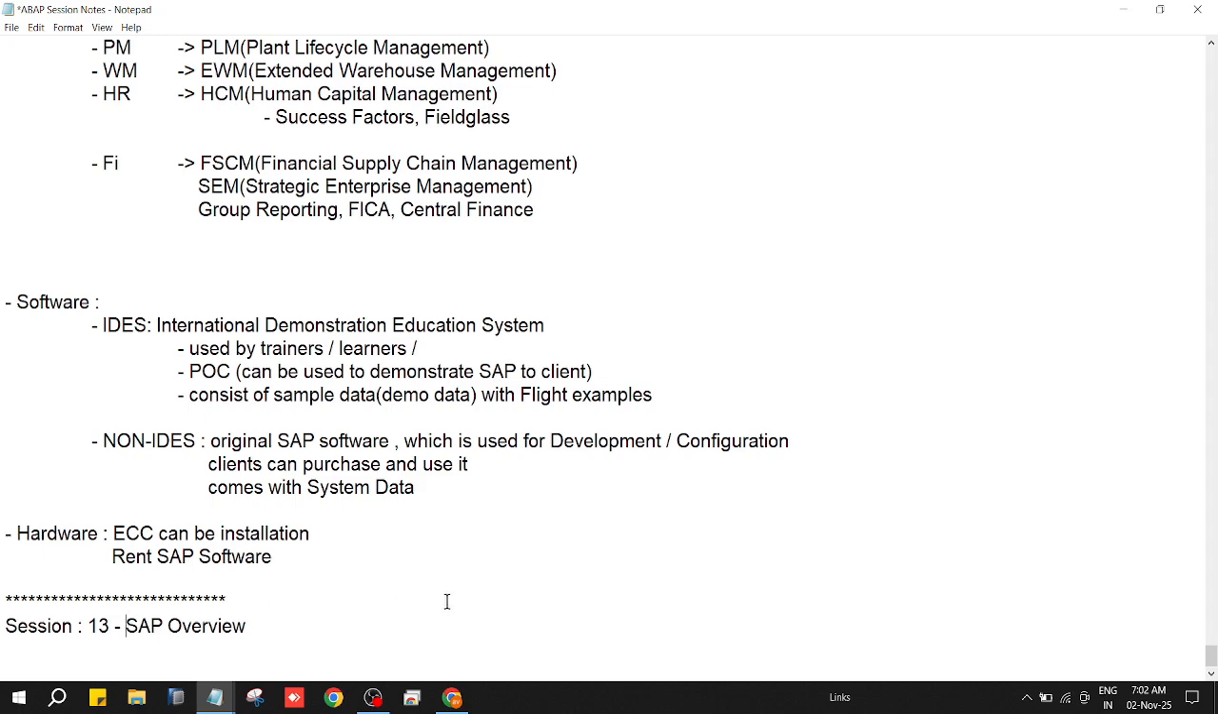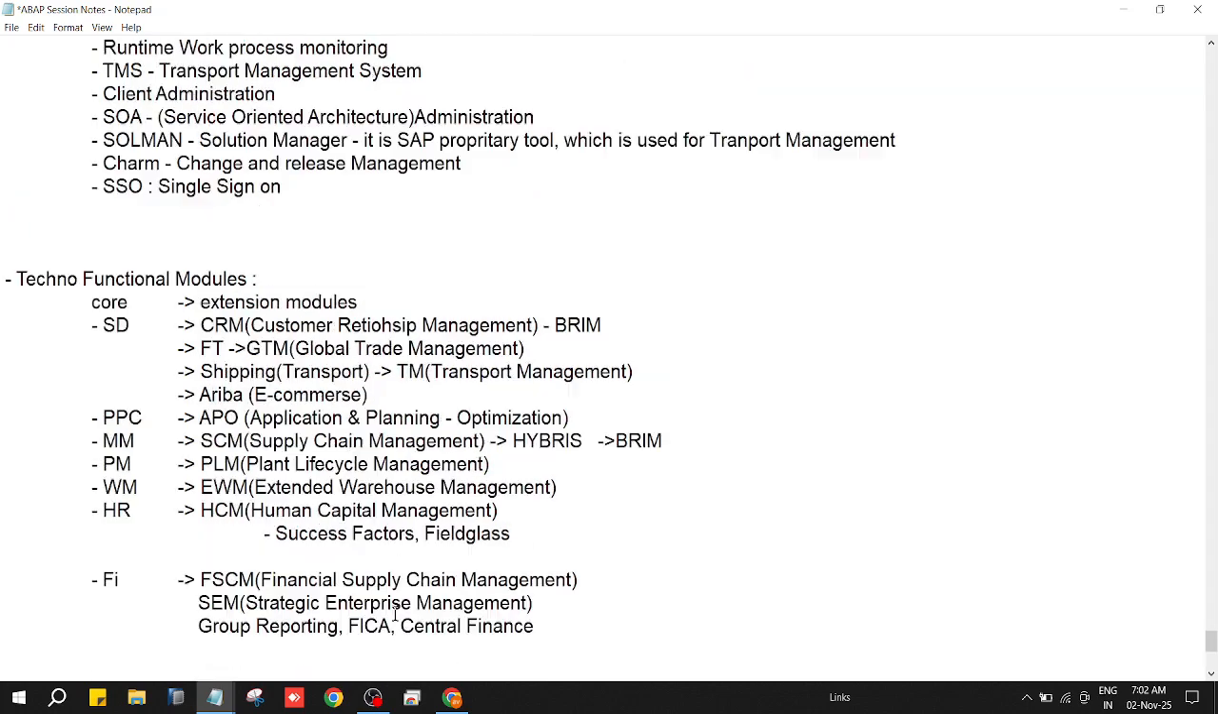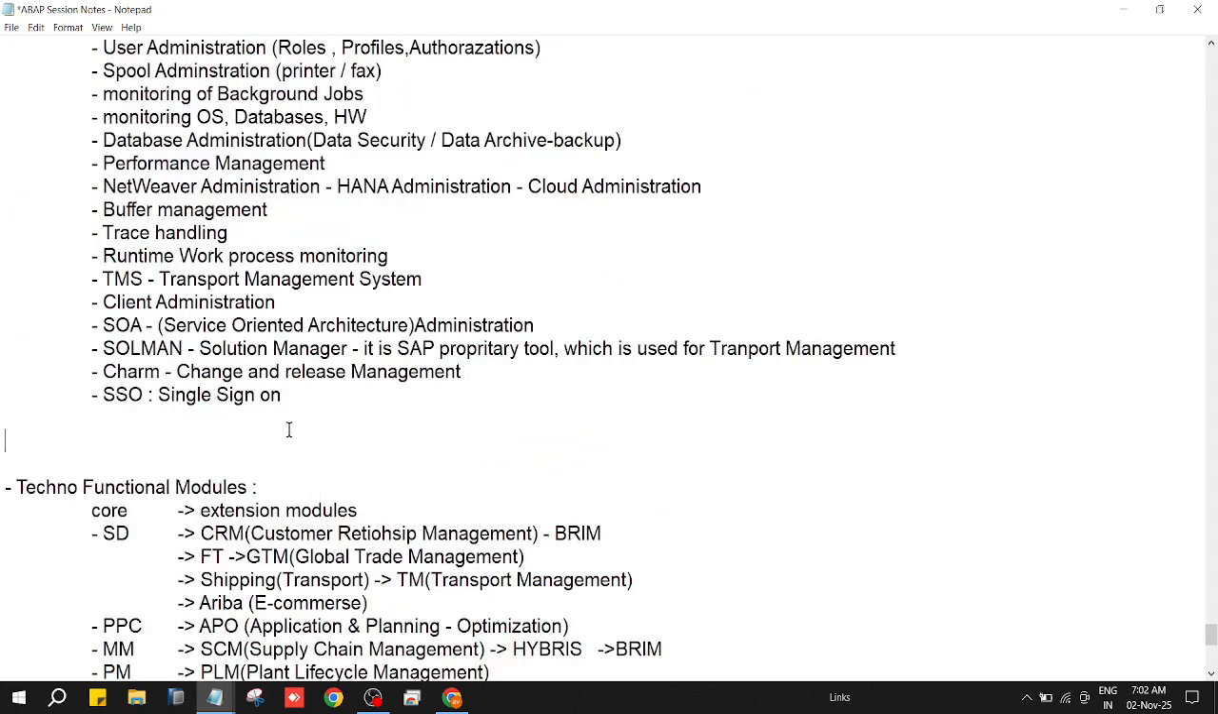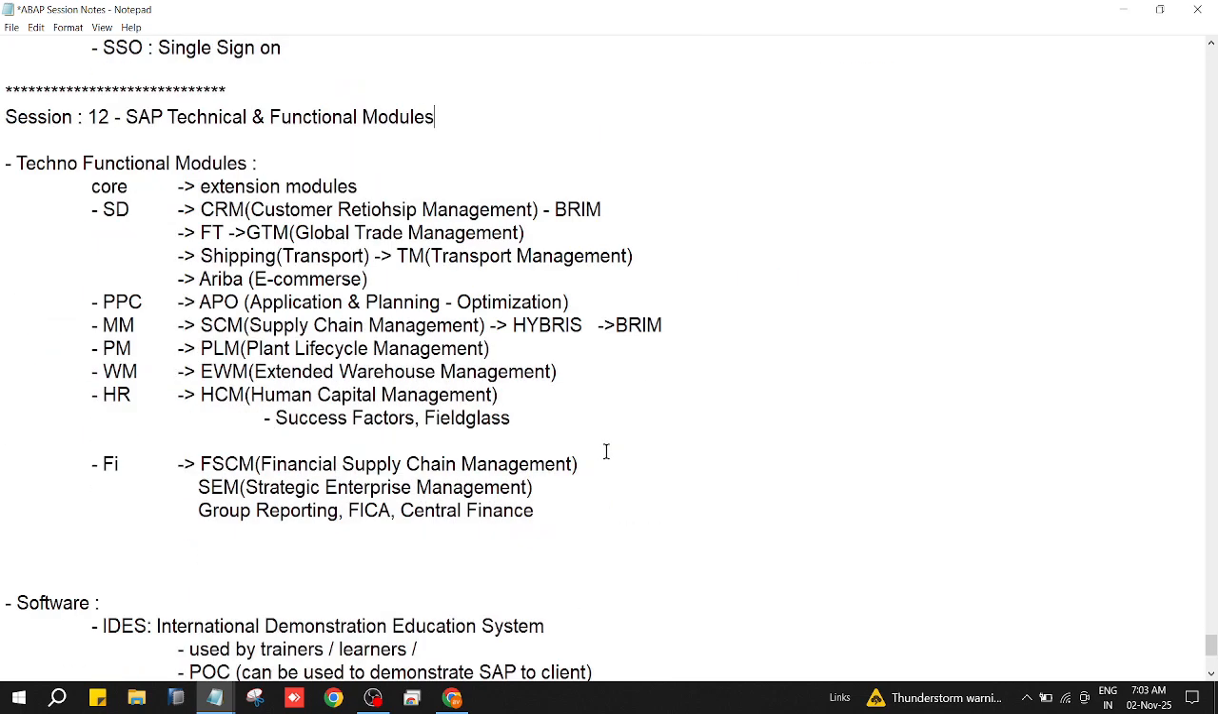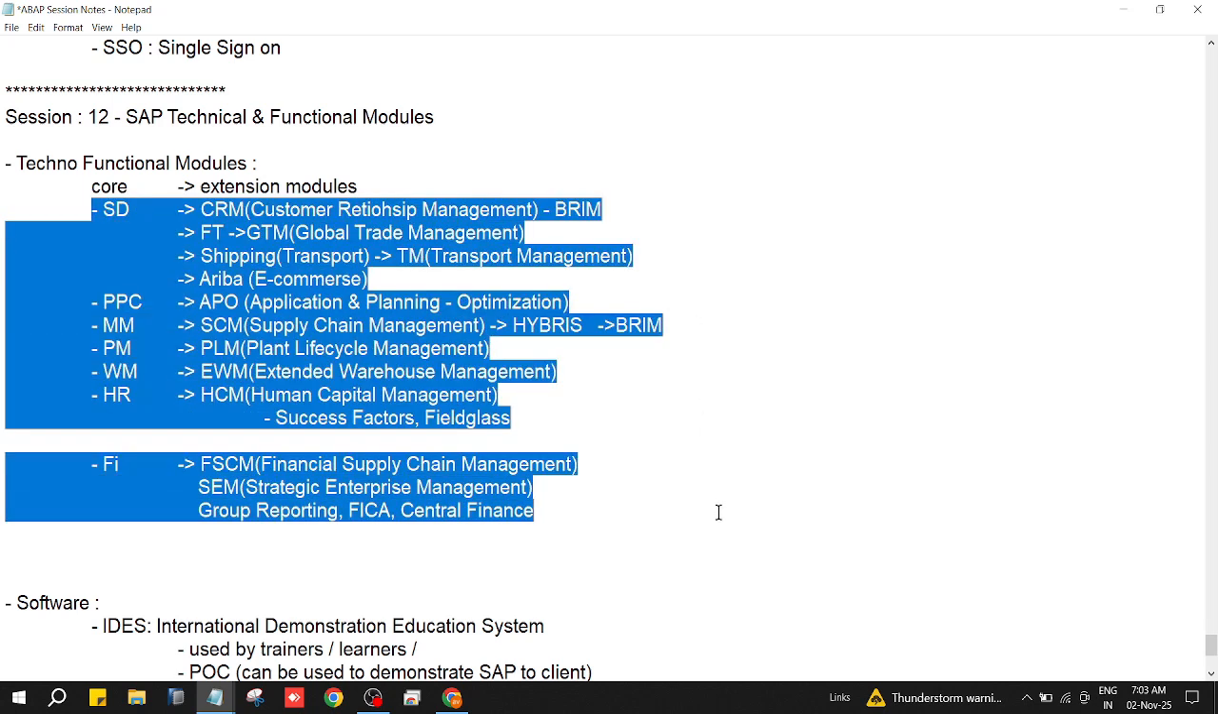Here we will cover technical as well as functional modules overview, and techno-functional modules are also introduced. Who is eligible to learn these things? What is the extension scheme? Everything is covered here.